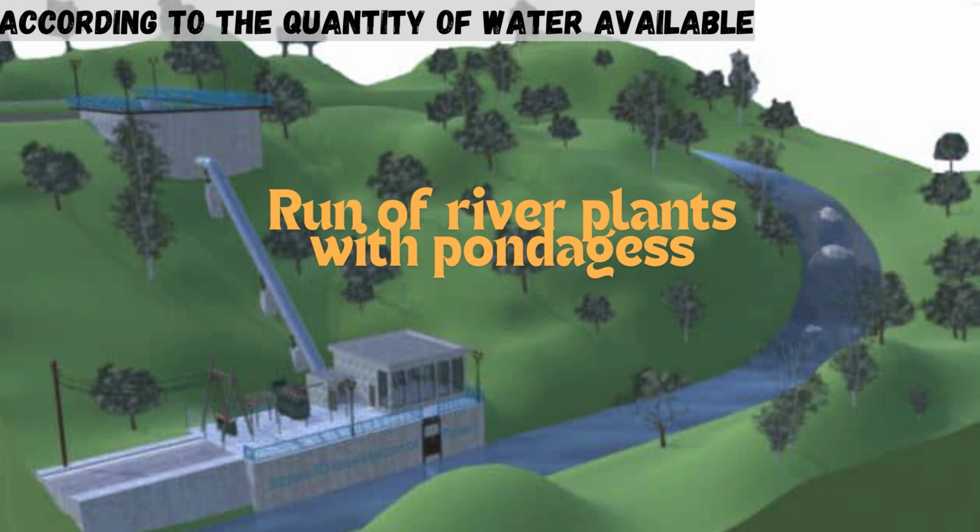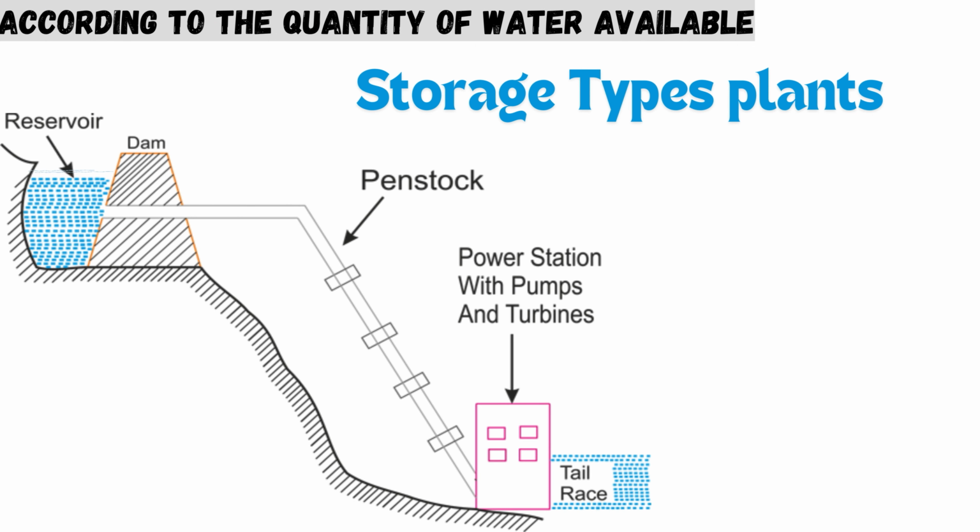Run-of-river plants with pondage. Pondage usually refers to the collection of water behind dam at the plant and increases the stream capacity for a short period, say a week. Storage type plants. A storage type plant is one with a reservoir of sufficiently large size to permit carryover storage from the wet region to the dry region.